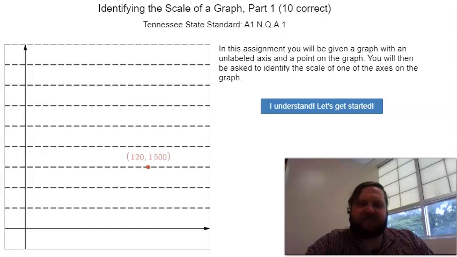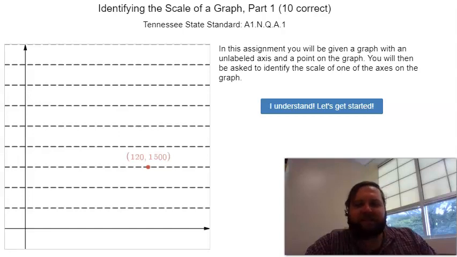You may have noticed in the first 3 slides you were doing lots of math without using numbers, which, well, let's be honest, probably made some of you happy. But that trend falls on its face here in slide 4. So we're going to be identifying the scale of a graph, and you need to get 10 of these correct. And you may notice from where it says part 1 that there'll be more parts of this coming.